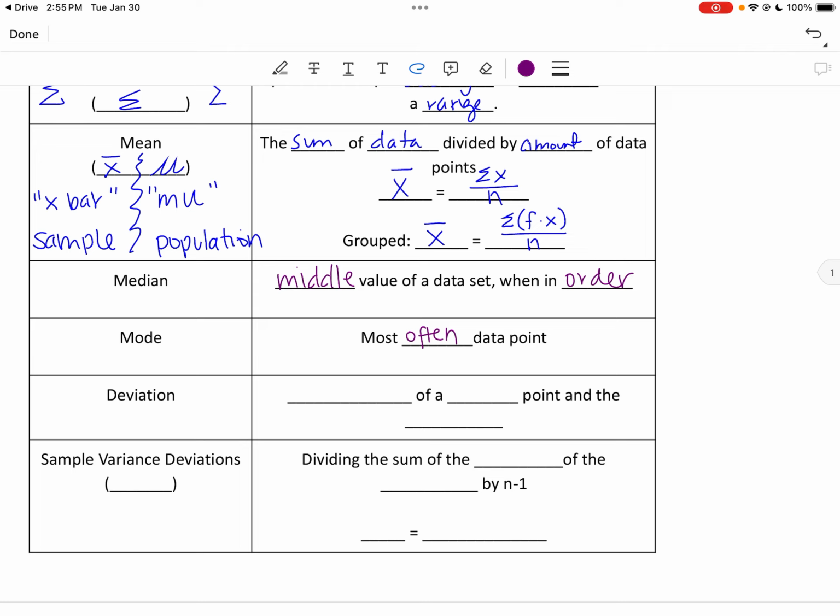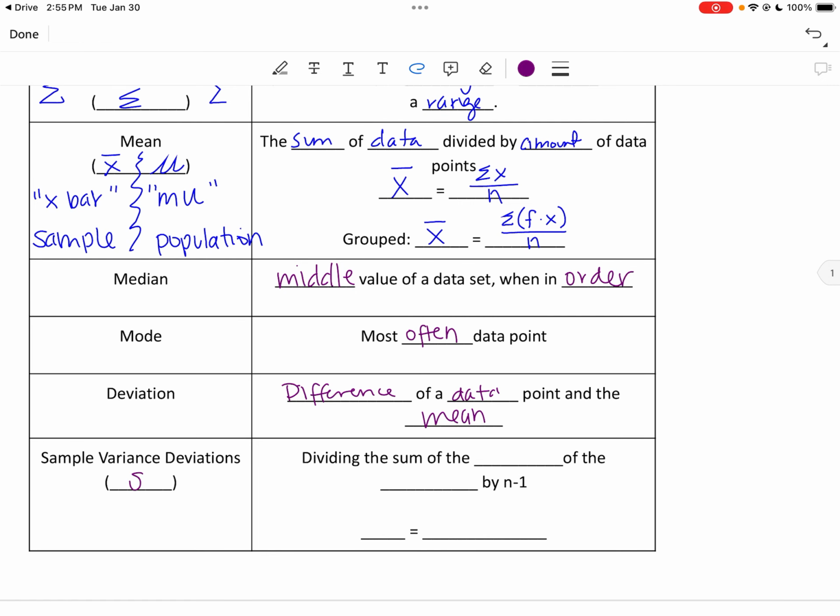And then we also talk about the deviation. Now, the deviation was what we were talking about at the Netflix when we were seeing about the spread of data. Your deviation itself is just that first step, which is your difference of a data point and the mean. It's that first subtraction that happens. And then that second step that we do where you're squaring them, that has to do with the variance deviations. And so we have the sample variance deviations. We usually call it S squared for sample.